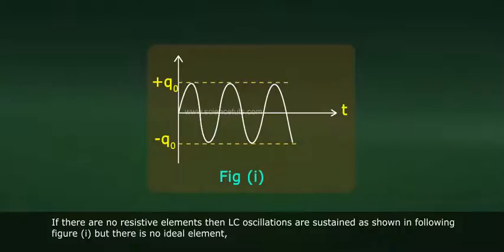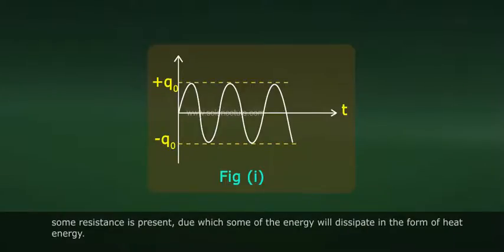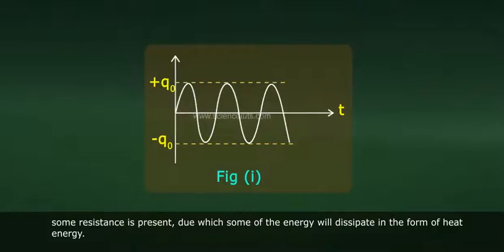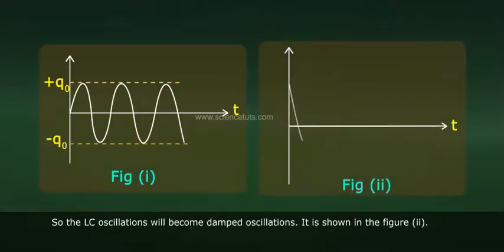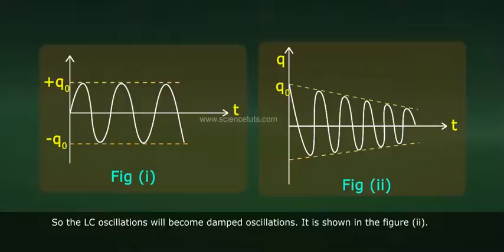But there is no ideal element. Some resistance is present, due to which some of the energy will dissipate in the form of heat energy. So the LC oscillations will become damped oscillations. It is shown in figure 2.